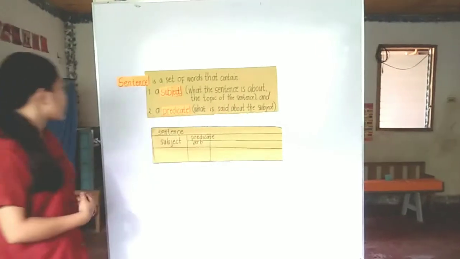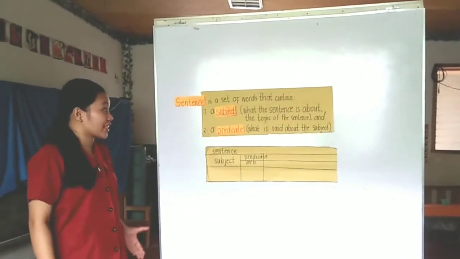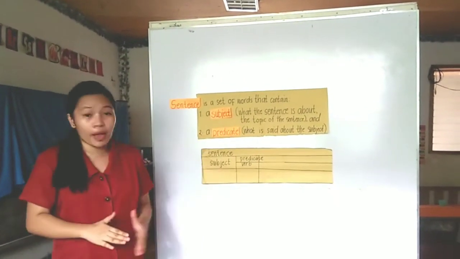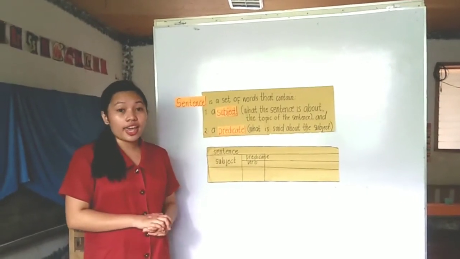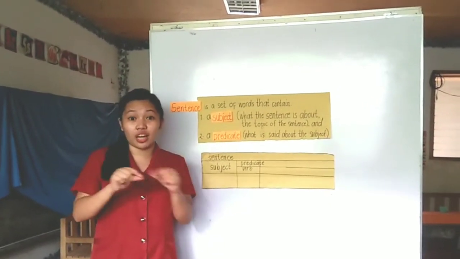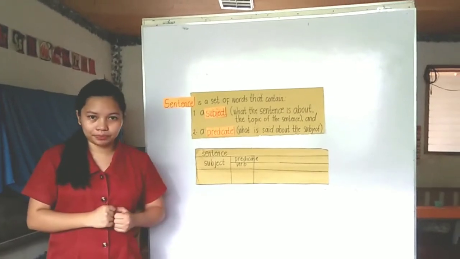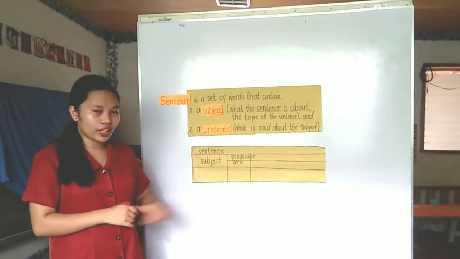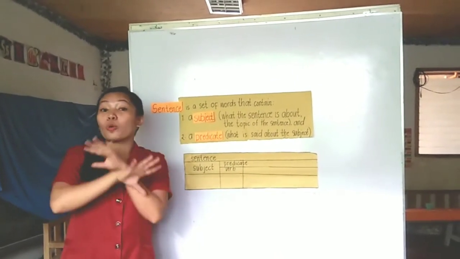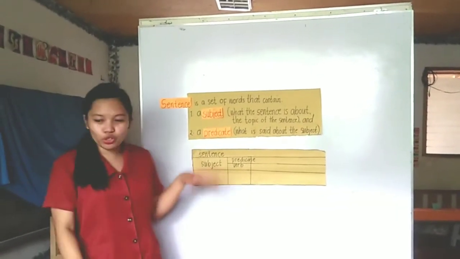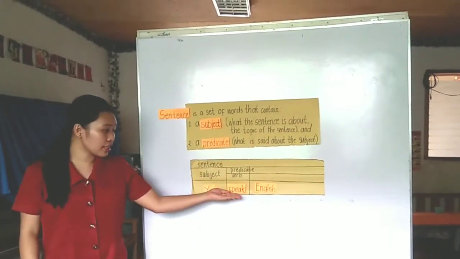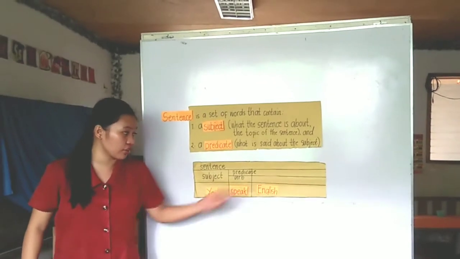Okay? So a sentence is a set of words that contain a subject. What is subject? A subject is what the sentence talks about, the topic of the sentence. And a sentence has its predicate. A predicate is what is said about the topic. Take for example, I have an illustration here. It's all about sentence. Note, a sentence is a complete idea or a complete thought. Okay? The subject here is you. And the predicate here is speak English.